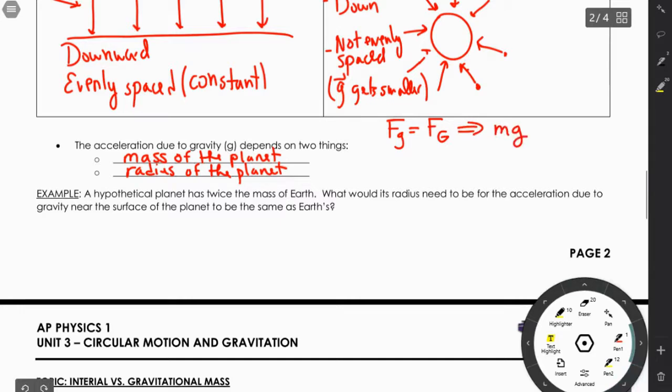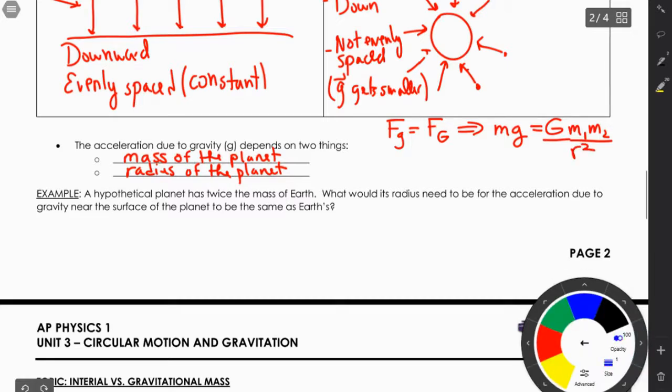Fg is mg. F big G is G m1 m2 over r squared. And so what you do is, yeah, there's two masses in the second formula here, but one of them is just simply the object, and mass 2 is the planet.